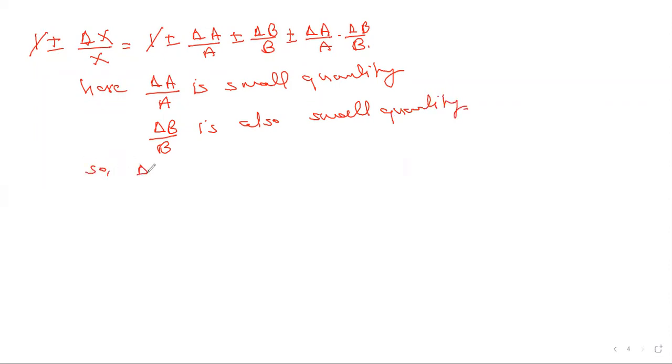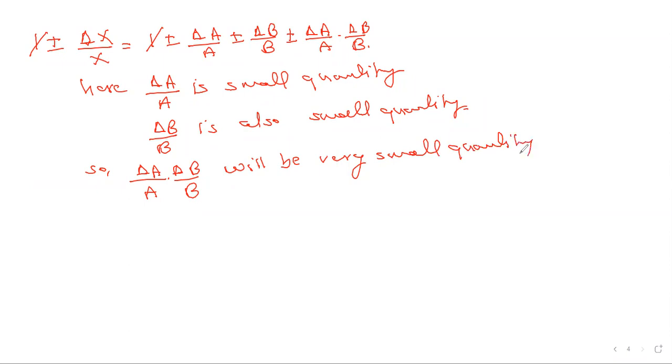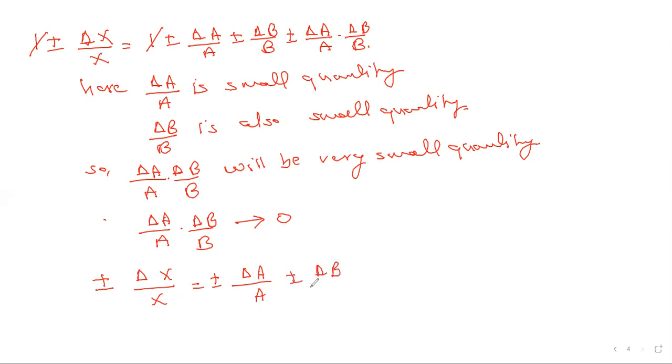So delta A upon A into delta B upon B, if you multiply these two, will be a very small quantity. So delta A upon A into delta B upon B is taken as 0. I made it 0. So this will not be written. So your final result: delta X upon X equal to plus minus delta A upon A plus minus delta B upon B. My dear, this is clear.